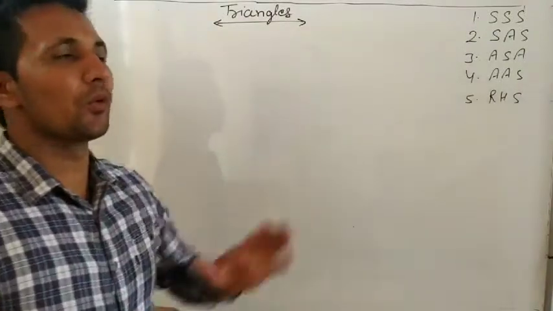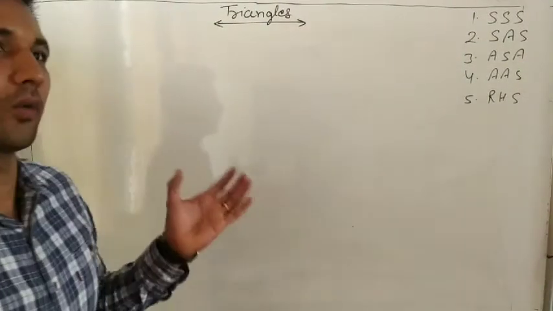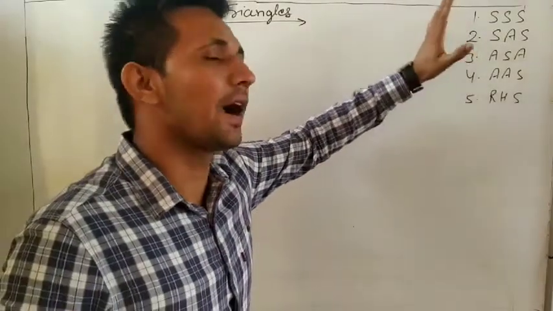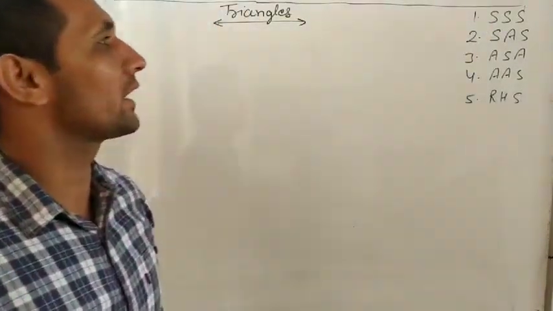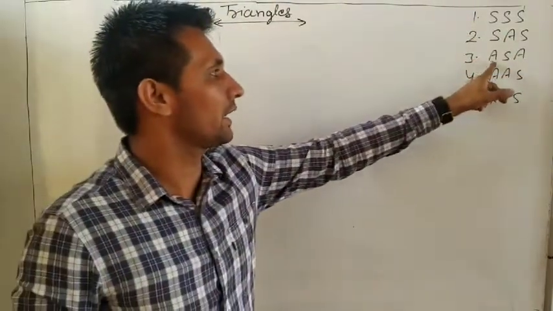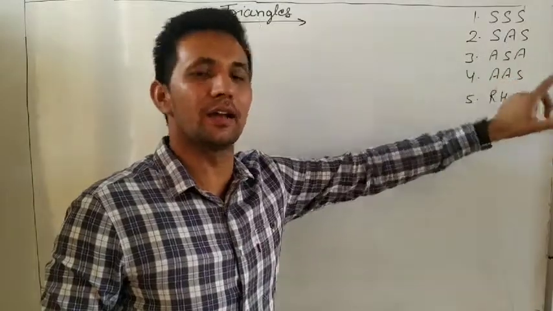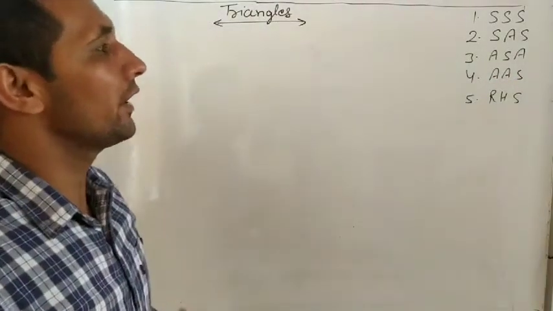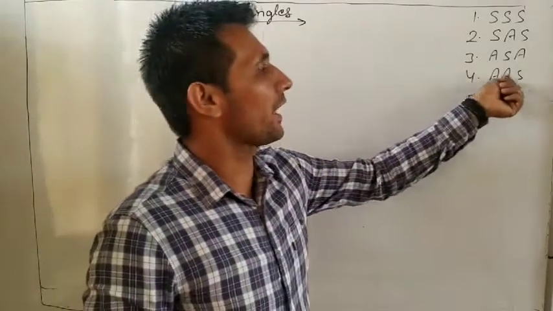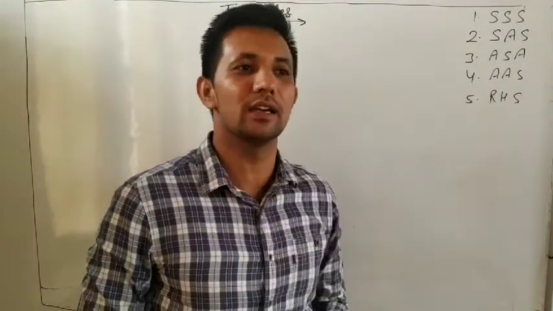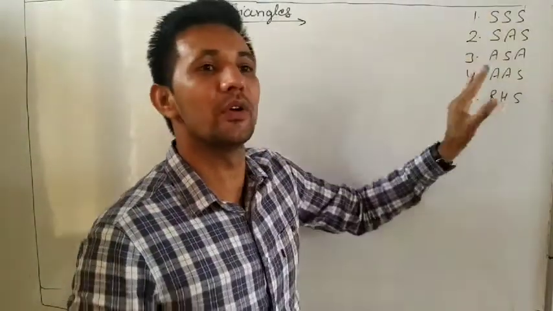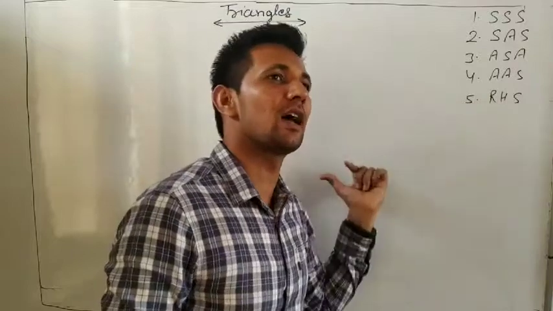If you want to prove that two triangles are congruent, at least one property we have to show: either three sides in two triangles are equal, or two sides and the included angle. And second is angle, side, angle. It means two angles and the included side are equal. And fourth is angle, angle, side, and fifth is RHS. So at least one property out of 5 we should show that triangles are congruent.